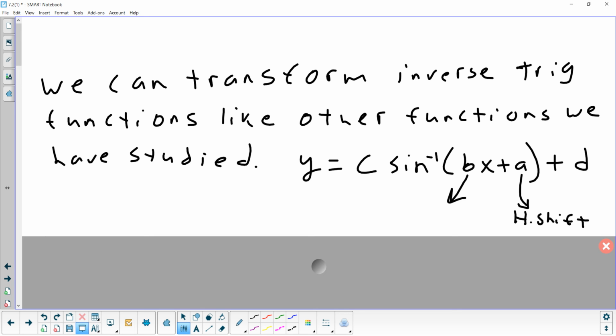How about B? It's still inside, so it's going to have something in common with the transformation we just wrote down, but it's multiplication and not addition, so it's going to make another part of it different. Yep. It's going to be a horizontal stretch. So it's still horizontal, but it's a stretch. Okay, what about C? It's multiplication, so it's going to have something in common with B, but now it's on the outside. Yep. Vertical stretch. So it's a stretch, but it's vertical.